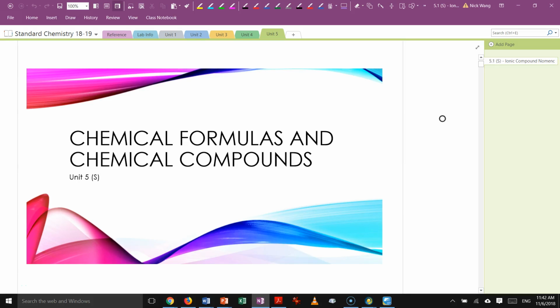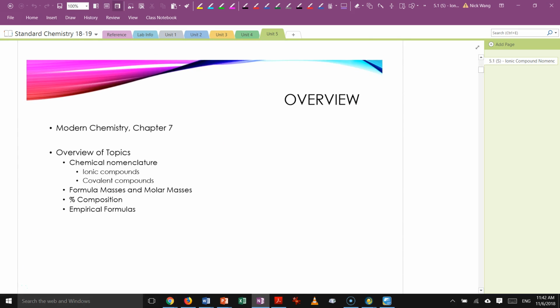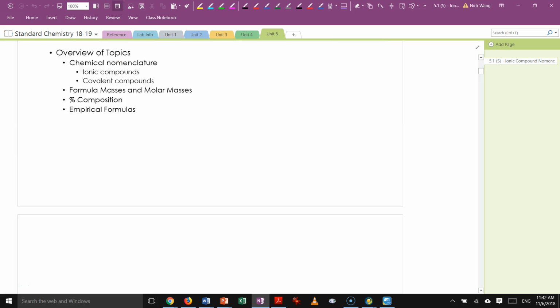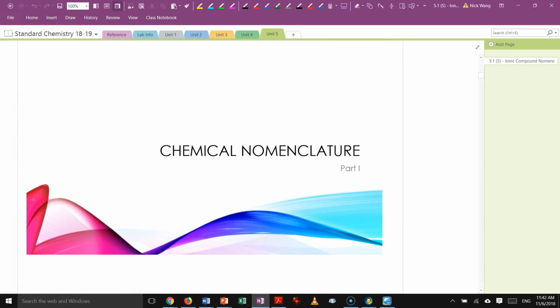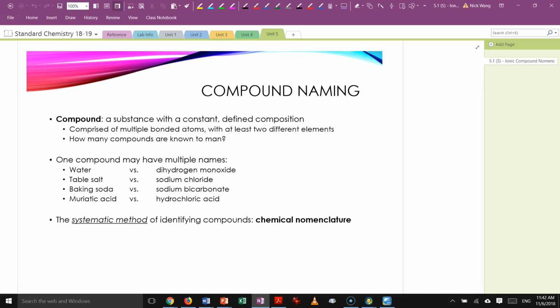In this lesson, we're going to introduce this idea of chemical formulas and chemical compounds and how we discuss them and represent them. Here's a quick overview, just giving you an idea of what this lesson is going to be about. To start off with, we're going to talk about something called chemical nomenclature. Now, nomenclature is hopefully a word you've heard before. But basically, to get us rolling, it's all about naming.